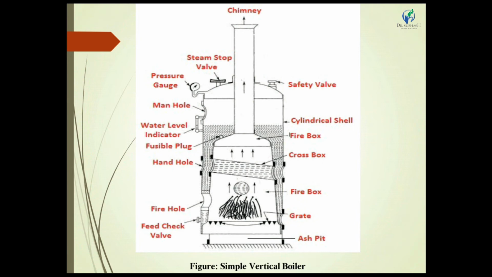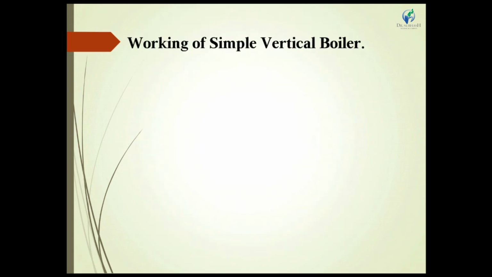Then a pressure is created inside the cylinder, because the gases require more and more space, but the volume of the boiler is fixed. So pressure builds up inside. When the required pressure is reached, the steam stop valve is operated and gives the steam out of the boiler, and the steam is utilized for further purposes.